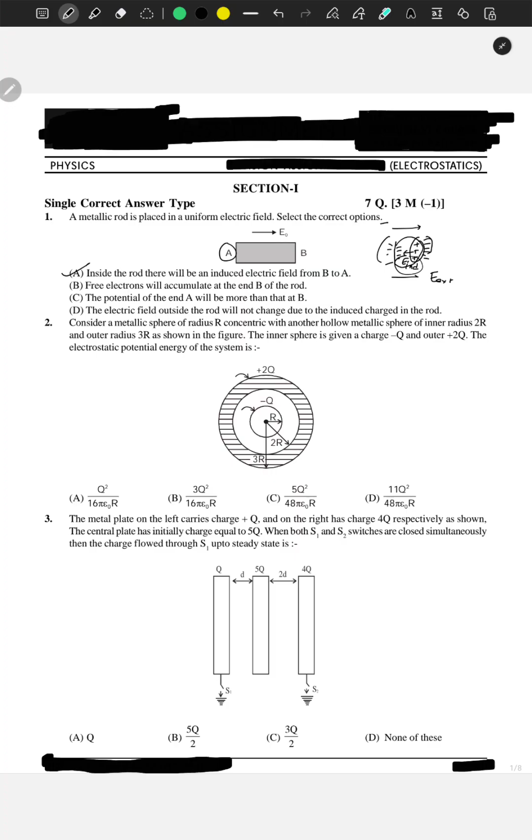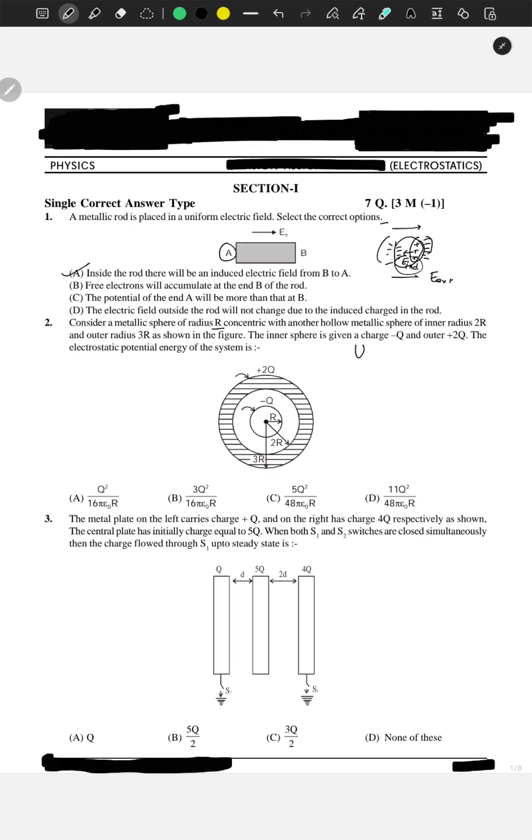Okay, let's come to the second question here. Consider a metallic sphere of radius r concentric with another hollow metallic sphere of inner radius 2r and outer radius 3r, as shown in the figure. The inner sphere is given charge minus q, the outer plus q. So we have concentric spheres, and we need to find the electrostatic potential energy.